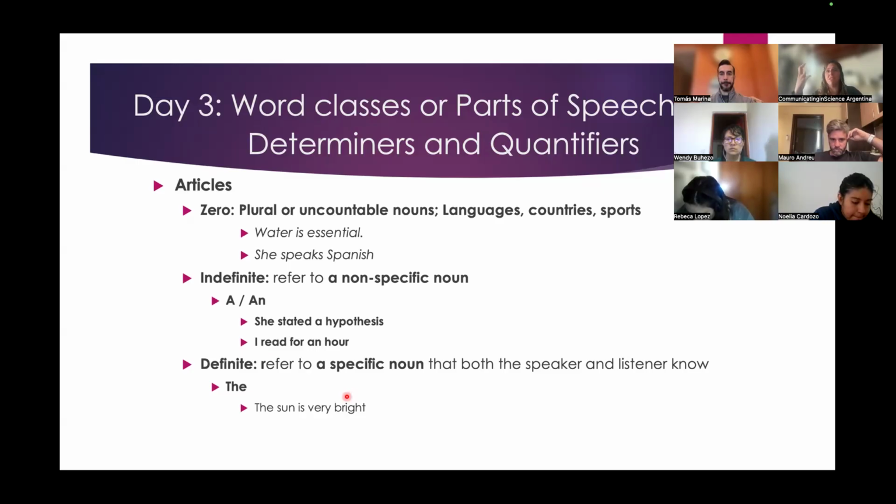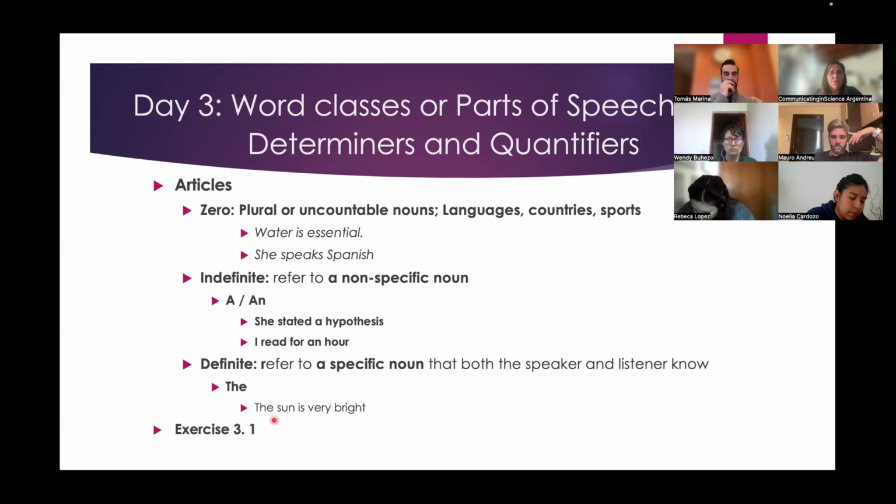There are plenty of moons. I don't know how many, but a lot of moons. So you can use the when it's one specific noun. In our case, the researcher, not just any researcher, no cualquiera, the researcher, that particular researcher.